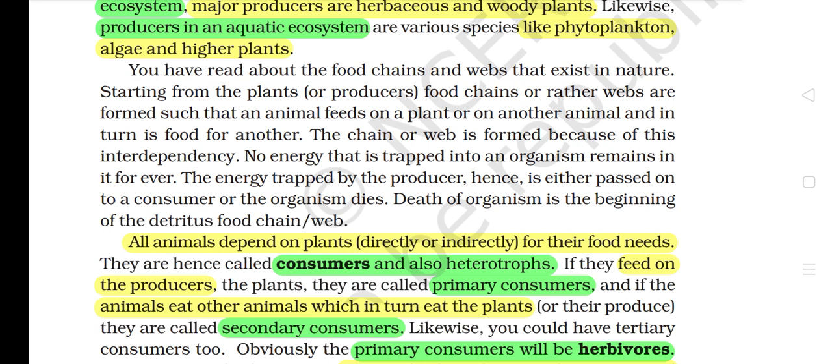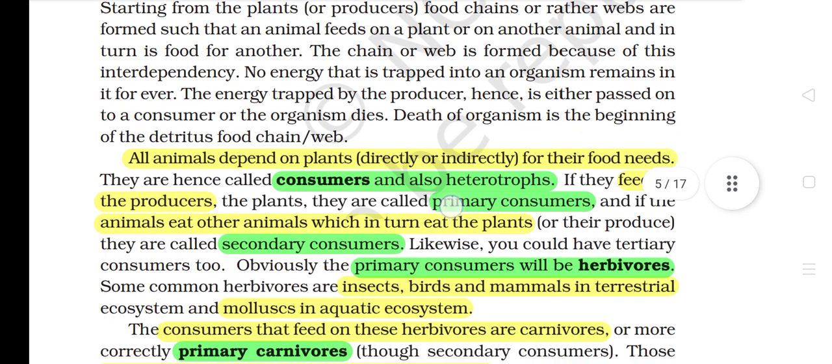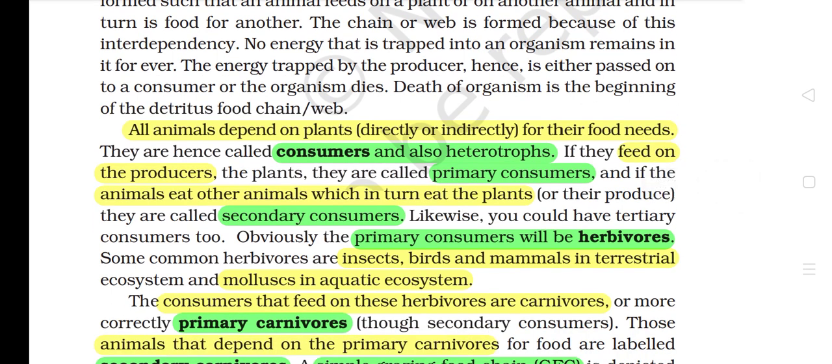No energy that is trapped into an organism remains in it forever. The energy trapped by the producer hence is either passed on to a consumer or the organism dies. Death of organism is the beginning of the detritus food chain or web. All animals depend on plants directly or indirectly for their food needs. They are hence called consumers and also heterotrophs.